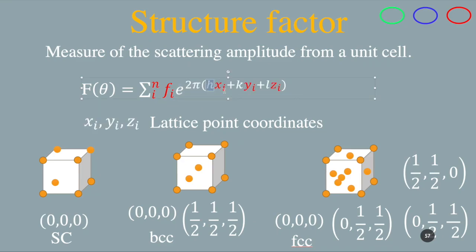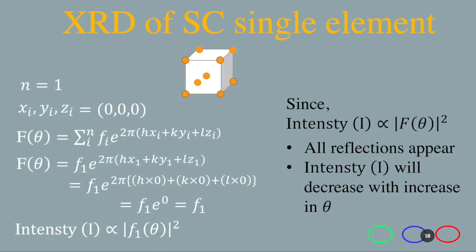Now we know already that h, k, and l are known to us. They are Miller indices. So which means we now know all the terms present in the structure factor equation. So then we should be able to calculate the structure factor.